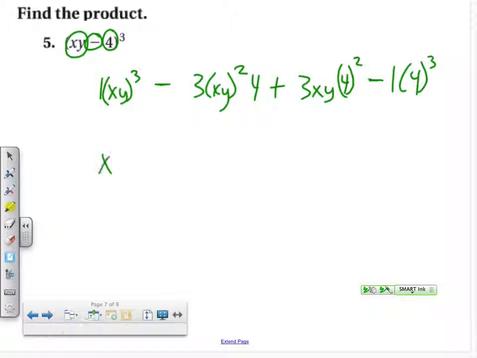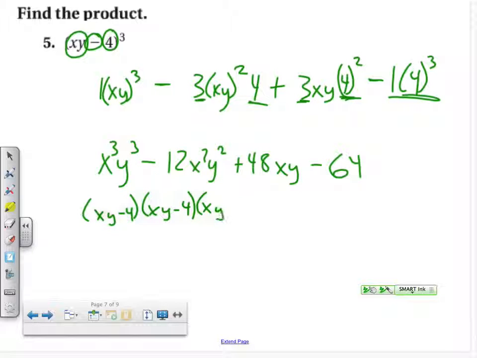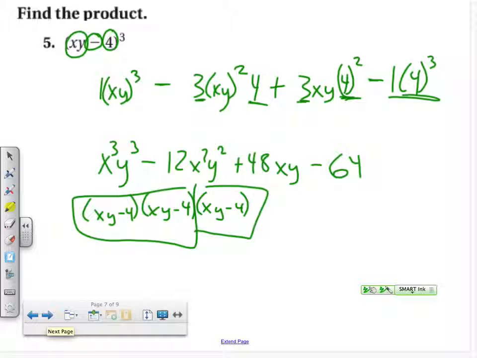And then we just need to kind of clean it up. xy cubed is x cubed y cubed minus 3 times 4 is 12, x squared y squared. Plus 4 squared is 16, 3 times 16 is 48, xy. And 4 cubed here is 64. And if you wanted to do the long way, xy minus 4 times xy minus 4 times xy minus 4, you would get the same thing. Box these two, get your answer, multiply it, box with that one as well.